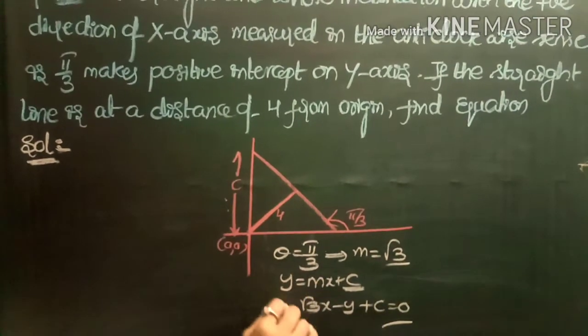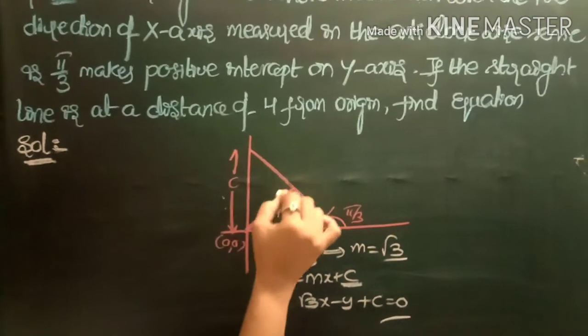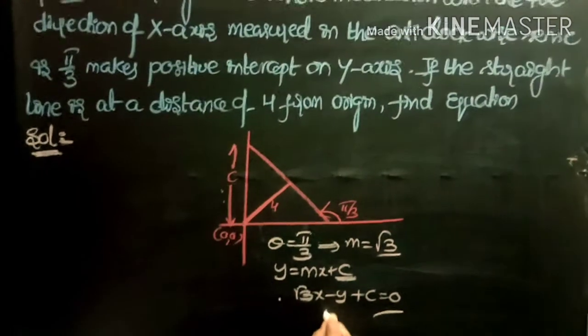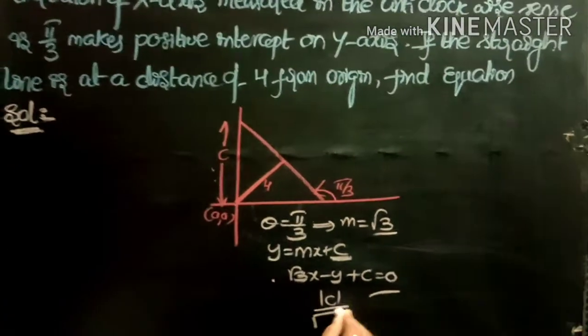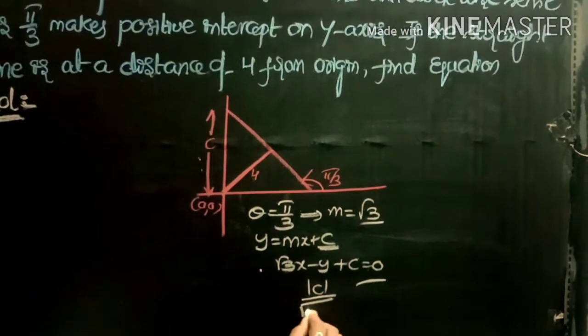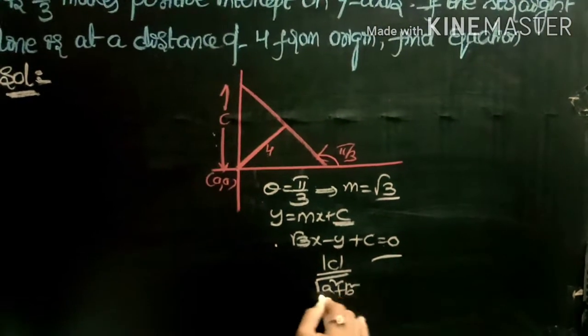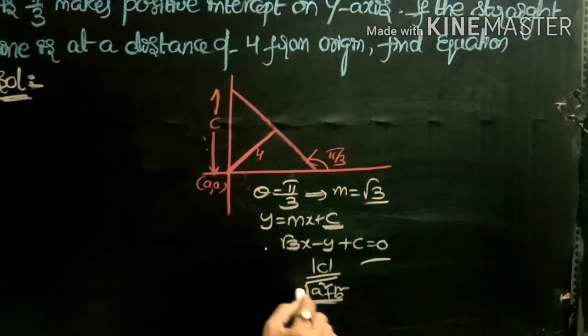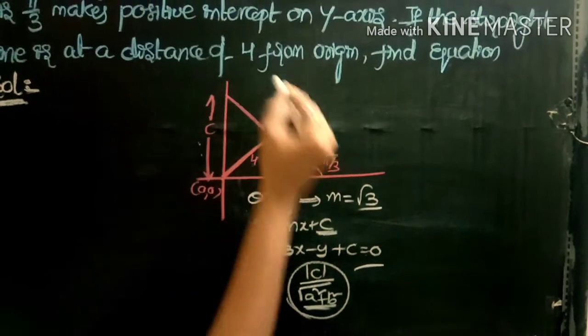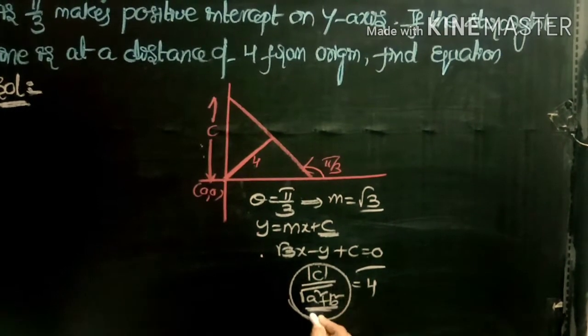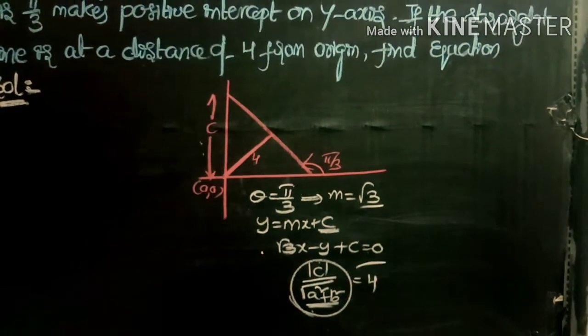This is the line. What is given? This line is at a distance of 4 units from the origin. What is the formula for finding the perpendicular distance from the origin to the line ax plus by plus c is equal to 0? The formula is mod c by square root of a square plus b square. Given that the perpendicular distance is equal to 4, by equating this value to 4, we can get the required answer. That is the procedure.